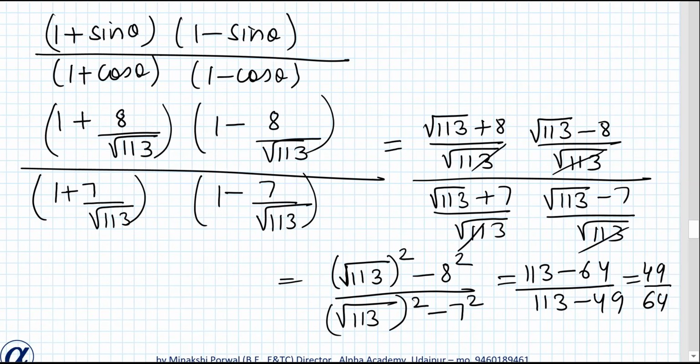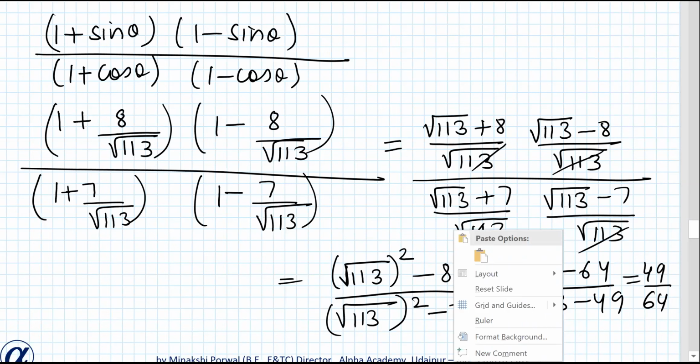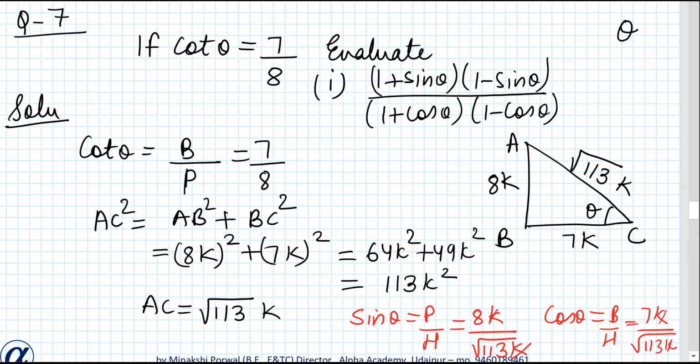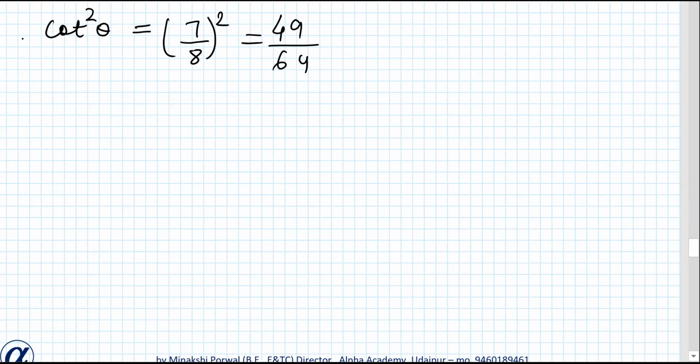Some more are typing the answers. Nirviksha, Harini, it's correct, 49 by 64. Then cot theta we have to find. Cot theta I am also finding here only because our figure is here. So cot theta is base upon perpendicular. Base is 7k and perpendicular is 8k. So we have to find cot square theta, that is equal to 7 by 8 the whole square. That is also 49 by 64. These are the two parts.